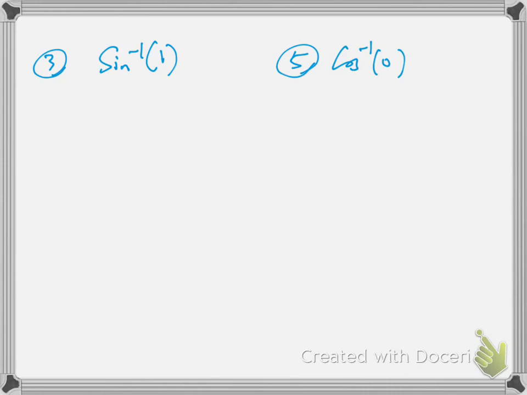Okay, so now for number 3 and number 5, let's put them together here. They want sine inverse of 1, and number 5, they want cosine inverse of 0. So they are not 1, 1, radical 2 or 1, 2, radical 3 right triangle. If you see 0, 1, or -1, you should use those 4 points on the unit circle. So which 4 points?